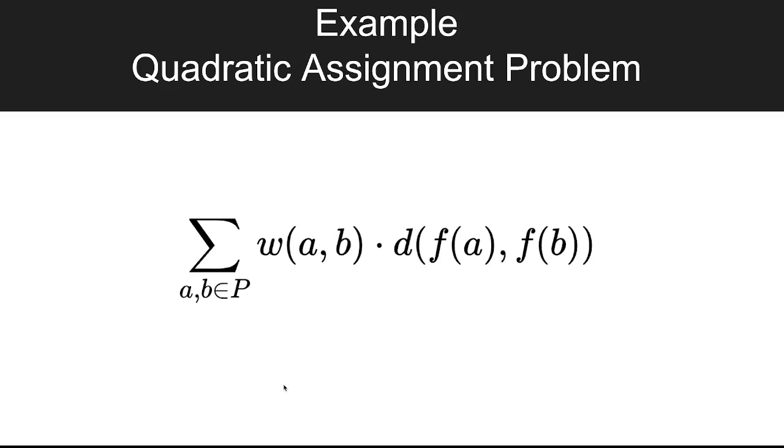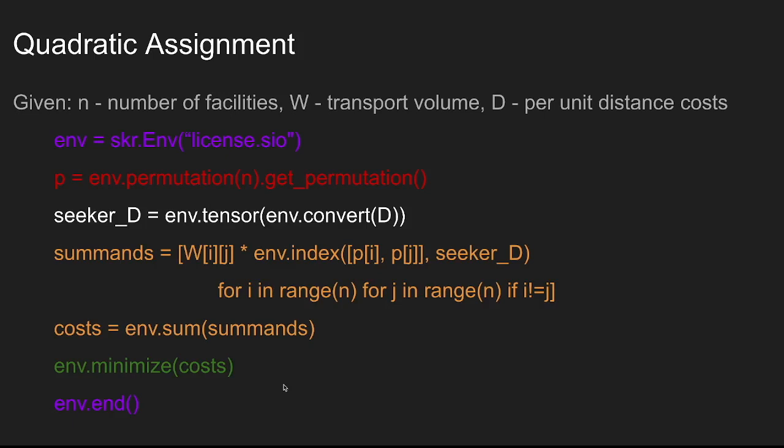Now, if you wanted to model this problem in Seeker, you obviously need to use an indexing function in order to index the matrix D. So let's look at what this looks like in code. Quadratic assignment looks like this. Given is n, the number of facilities, the matrix W, which gives us the transportation volumes, and the matrix D, which gives us the per unit distance costs for each pair of locations.